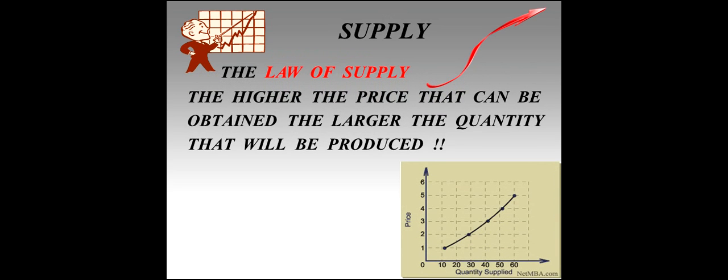That leads us right into our definition of the law of supply. The law of supply says the higher the price that can be obtained for a good or service, the larger the quantity that will be produced and supplied to the market. And that's clearly reflected in our chart. For example, if you look at a price of 5, far more is being supplied of a good or service to a market, at a level of 60 in this chart, than at a price of 1.